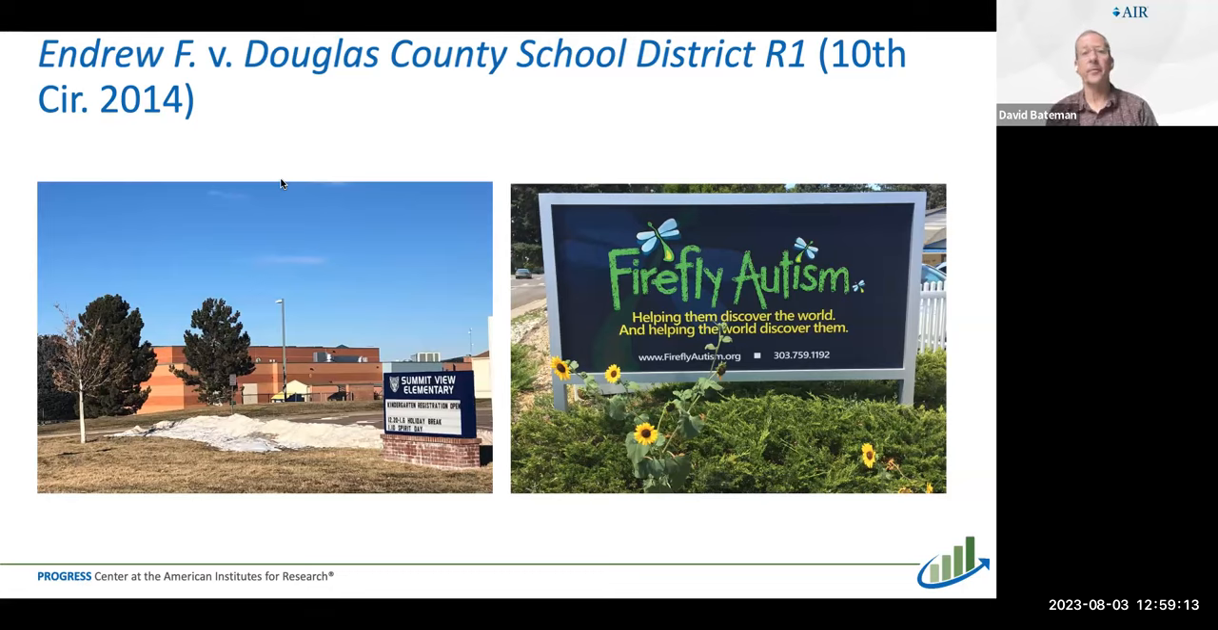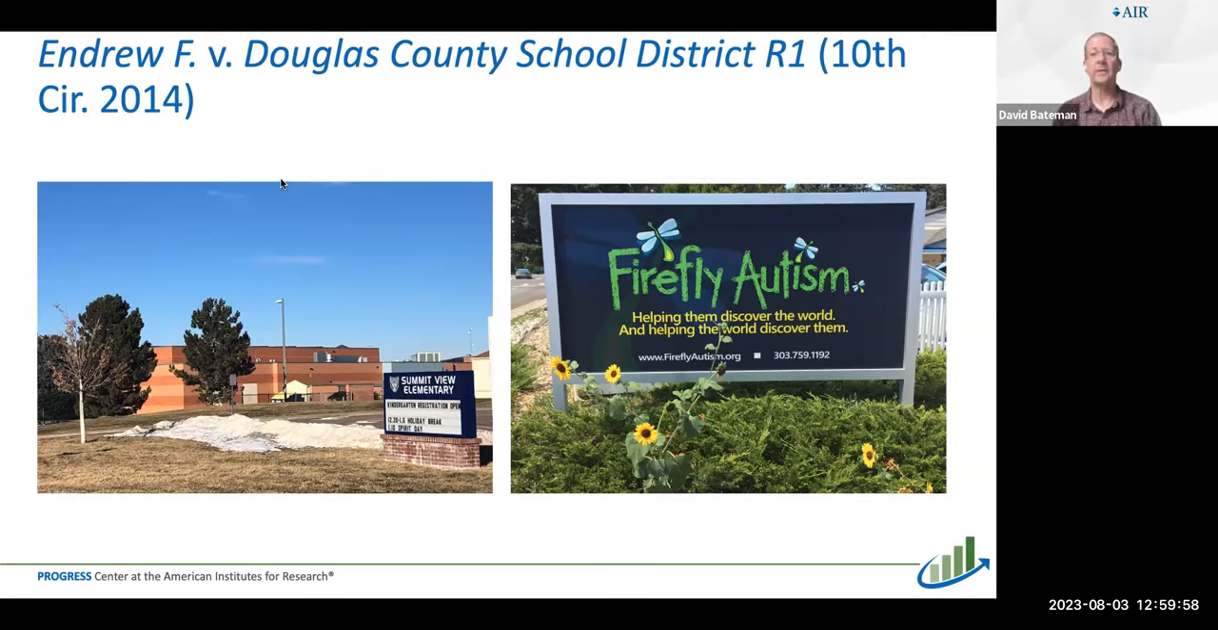So here are some pictures from the Andrew case. The Andrew case was heard in Douglas County South School District, which is the district just immediately south of Denver on I-25. These pictures are taken at different times of the year. Andrew attended Summit View Elementary in Douglas County, the school to the left, and the parents were seeking reimbursement for him to attend the Firefly Autism House, which is located in southern Denver. They were basically saying that he was not receiving an appropriate education, that the goals had not been changing, and that nothing was really done to address his increasing behavior problems. And they placed him there.